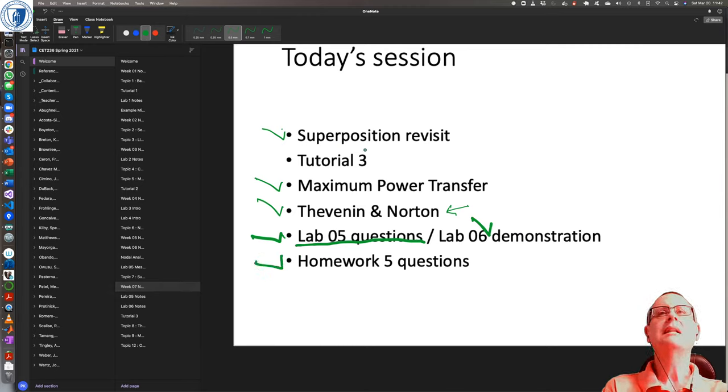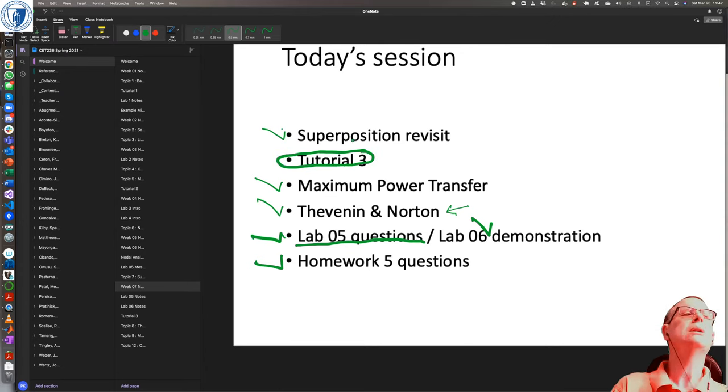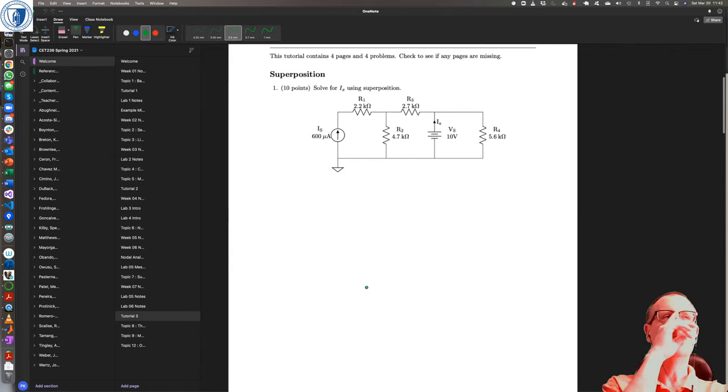So the only thing left to do is tutorial 3. And even though it's a little early, I think I might take another 10-minute break and come back and we'll look at tutorial 3, particularly questions 1 and 2. I'll just split the class up into 2 breakout rooms when we come back, and we can have a go at that question.